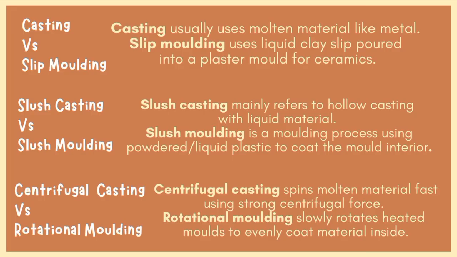There's centrifugal casting versus rotational molding. In centrifugal casting, you spin the molten material very fast using strong force. Centrifugal force you need not remember necessarily. It's a physics concept, but you can search on it more. Then there's rotational molding. It slowly rotates the heated mold. So here, instead of the material, your mold is being rotated to again evenly coat the material inside.